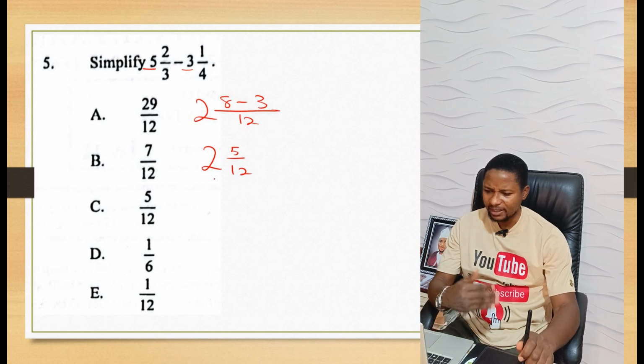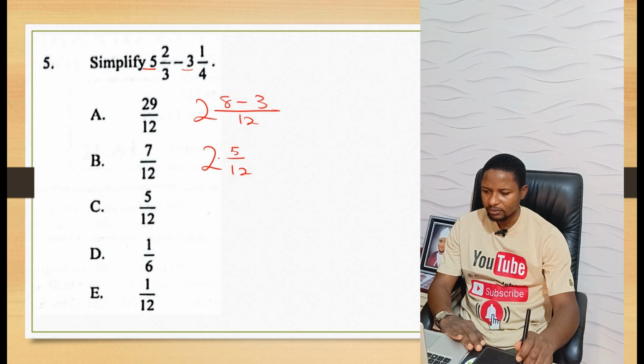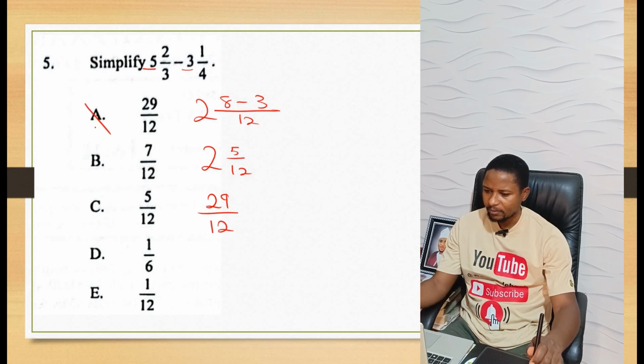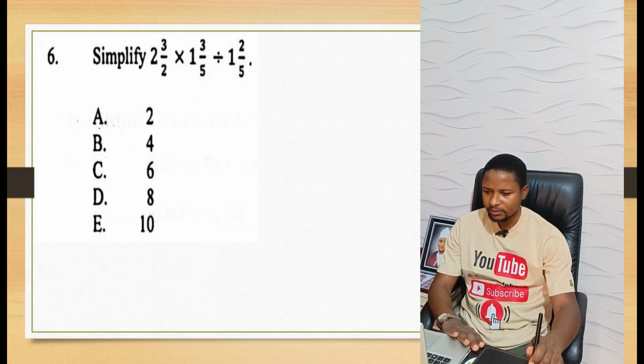Again, they left it as improper fraction. So change it to improper. 12 times 2, that's 24. 24 plus 5 will give you 29 out of 12. And the answer is A. Moving on to question 6.